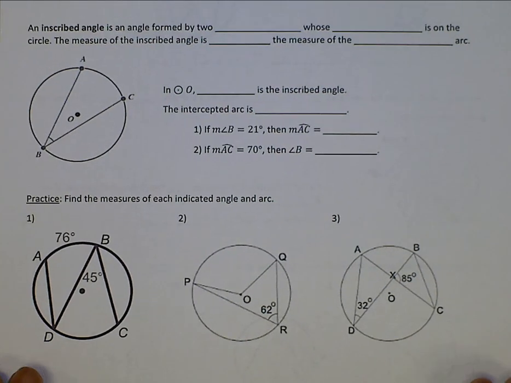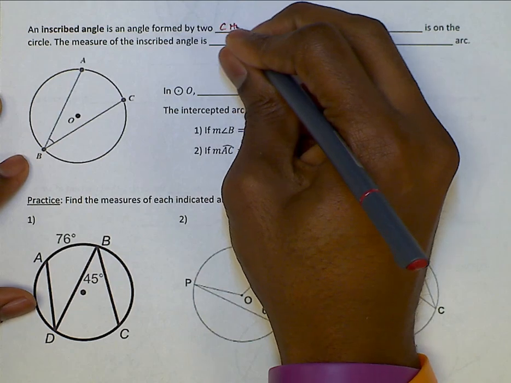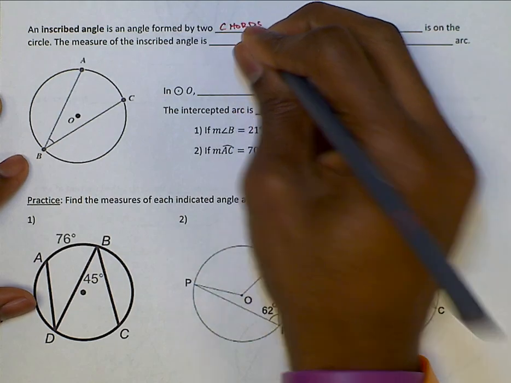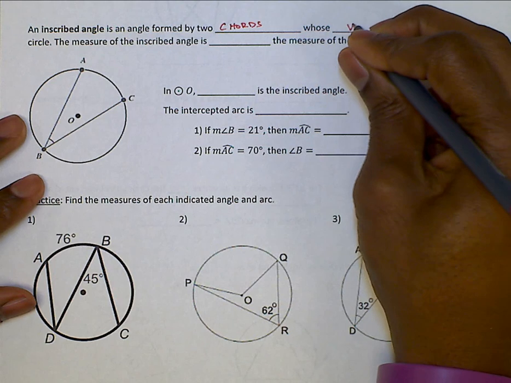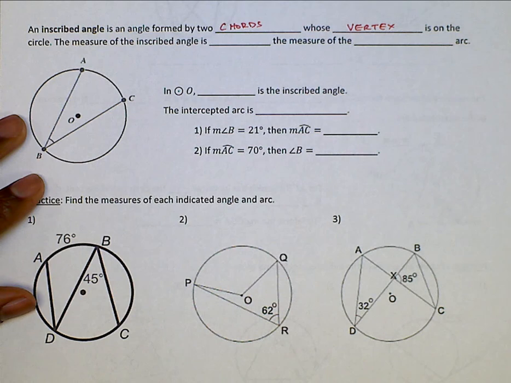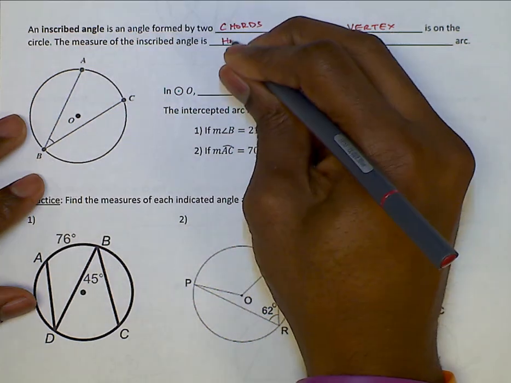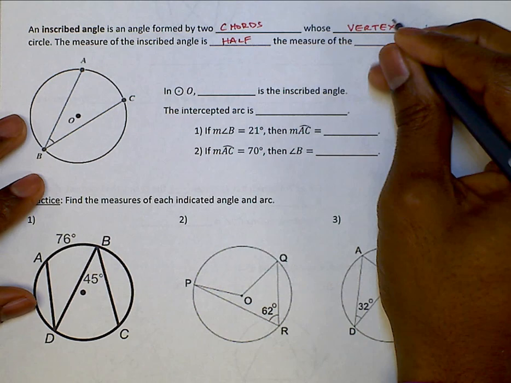Okay, an inscribed angle is an angle formed by two chords whose endpoint, whose vertex, is on the circle. And the measure of the inscribed angle is half of the measure of the intercepted arc.